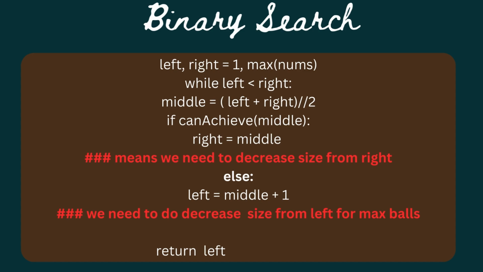Now we will compute middle. Middle is simply the average of left and right. After this, we can check if we can achieve the number of operations less than or equal to max operations. Then right equals middle, which means we have to decrease the number of balls yet. But if we fail to do so, then left equals middle plus 1. After the loop, we will return left.